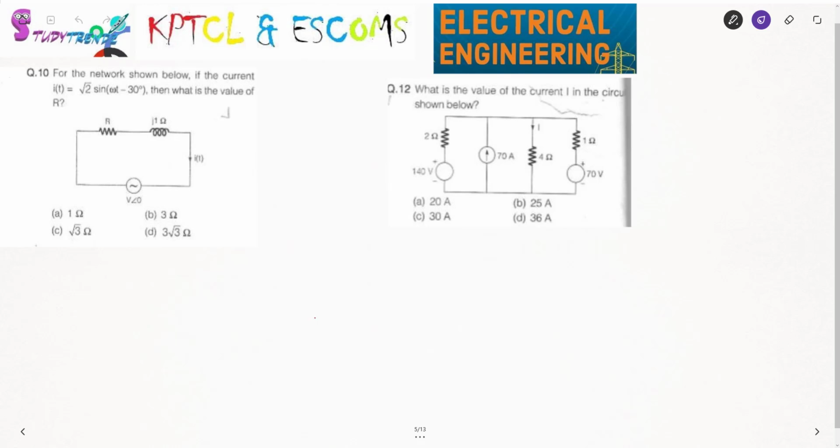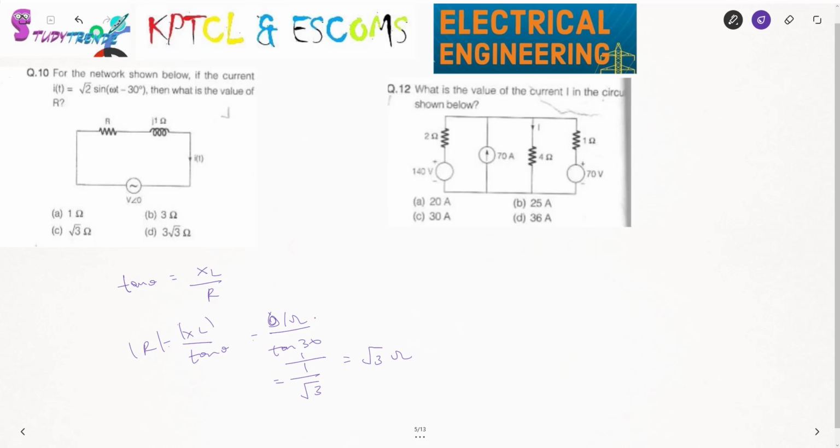Here, given the current i of t, what is the value of R? How to find this R? Tan theta is equal to XL by R. So R is equal to XL by tan theta. What is XL? j1. We consider 1, because this is a modulus. So 1 by tan 30. What is the value of tan 30? 1 by root 3. So 1 by 1 by root 3, which is root 3 ohms. Next question.